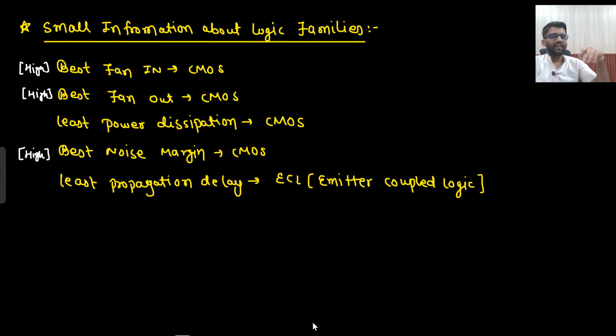But least propagation delay ECL logic gate will have. So in all of the things, best fan out, best fan in, that maximum input can be connected, maximum output can be connected, maximum noise it can tolerate, or least power dissipation, all of them CMOS will have. So this is something you can remember, and least propagation delay is ECL. Very rare chance that they will ask, but still you should remember it.